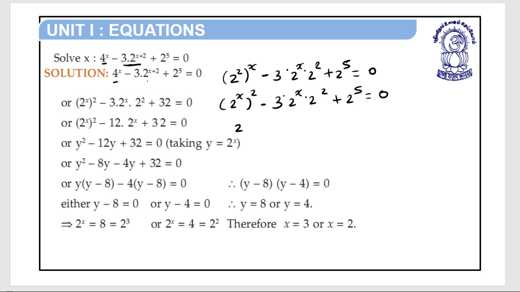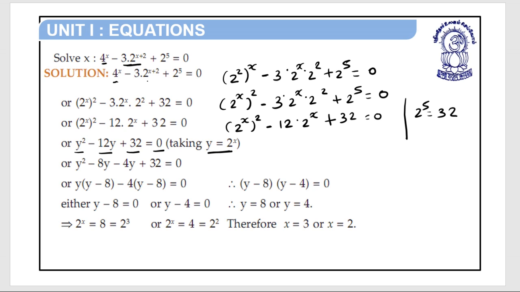Here (2 raised to x) square minus 2 square into 3, that is 12, into 2 raised to x plus 2 raised to 5, which is 32, is equal to 0. So consider 2 raised to x is equal to y. So y square minus 12y plus 32 is equal to 0. This is the form of a quadratic equation, compared with ay square plus by plus c is equal to 0.